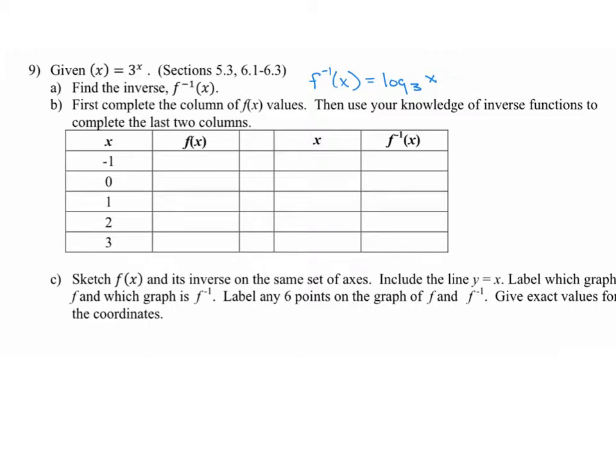All right, for the rest of this, for part B, we want to complete the table by evaluating our exponential function. So if we look at 3 to the negative 1, I want the reciprocal of 3, which is 1/3. 3 to the 0 is 1. 3 to the 1 is 3. 3 squared is 9. And 3 cubed is 27.